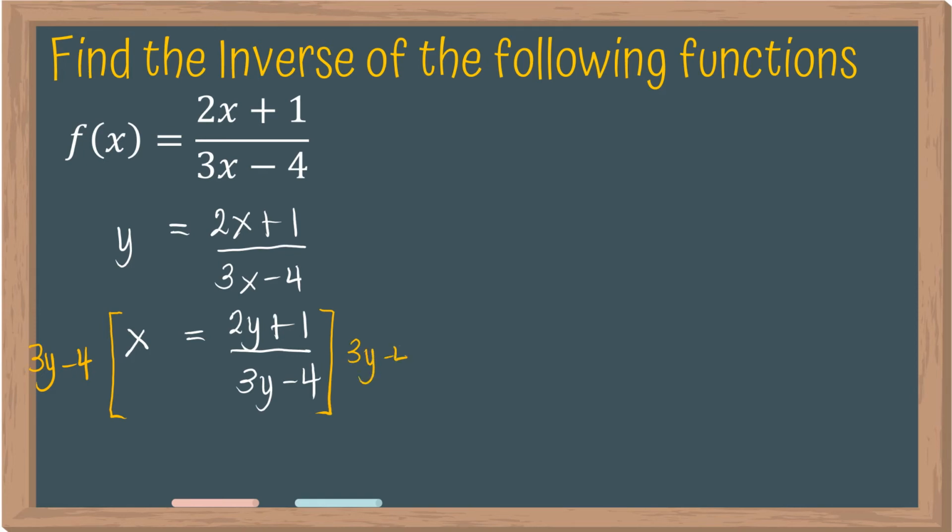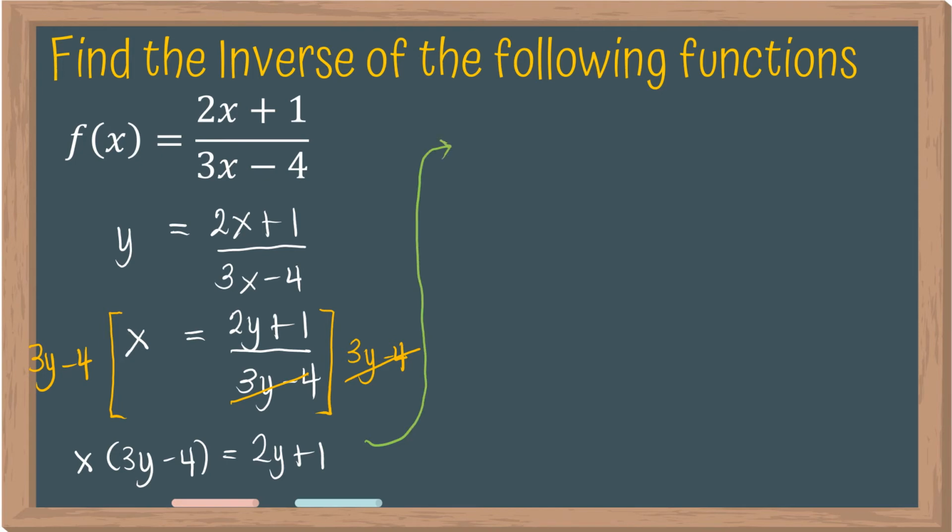Okay? So doing that, we can cancel this out. And then on the left side, we will have x times 3y minus 4 is equal to 2y plus 1. Okay, so we're going to continue solving.